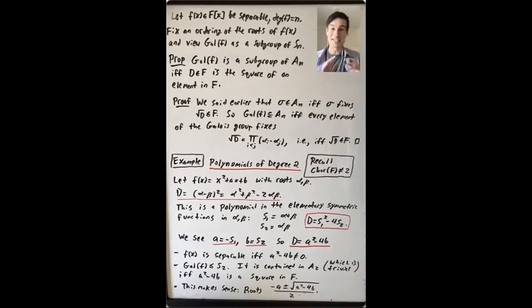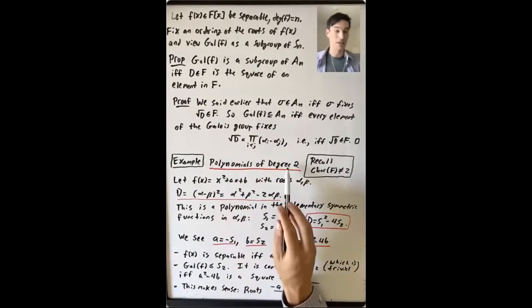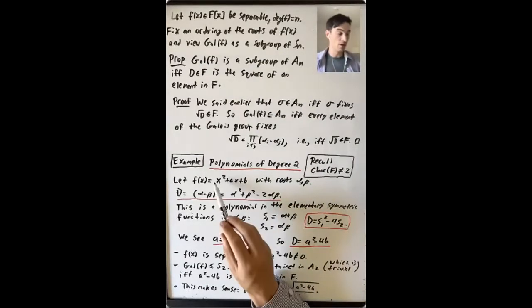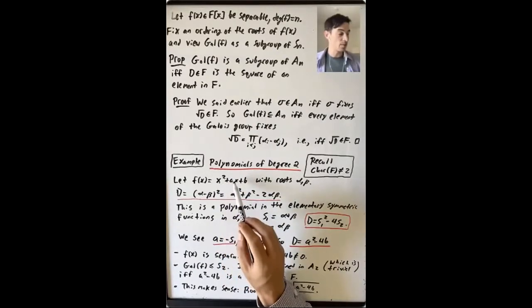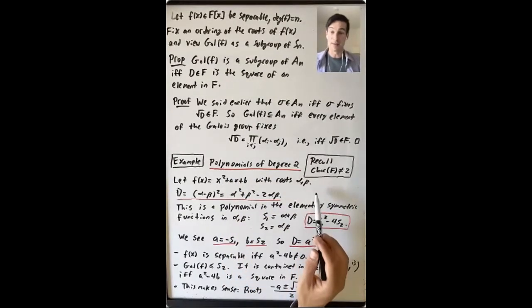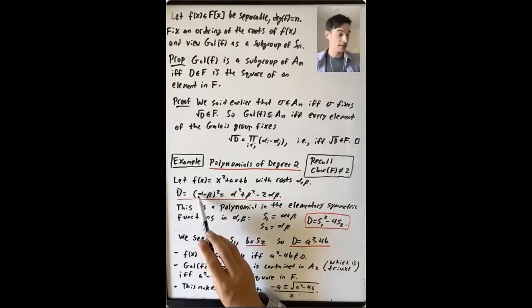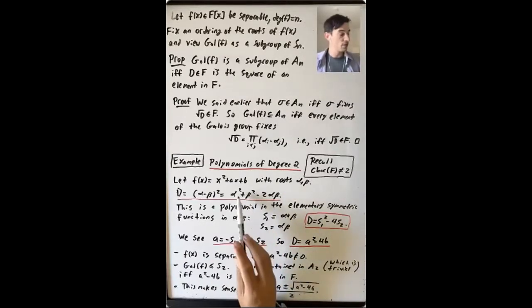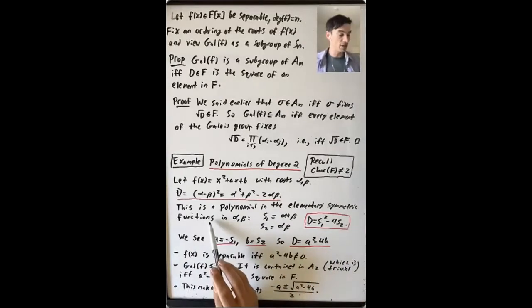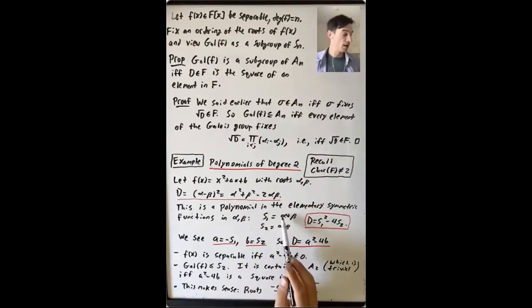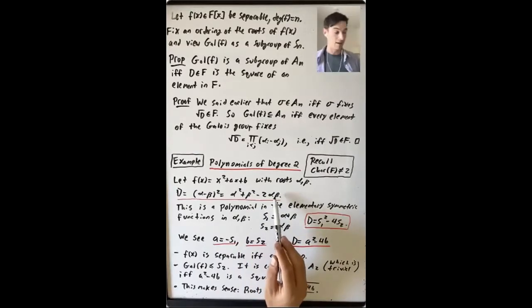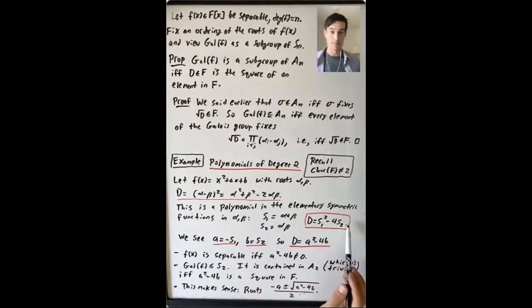Okay, let's finish this lecture with this example. Let's talk about polynomials of degree 2. Remember, the characteristic of F is not 2. So let's say f(x) is x squared plus ax plus b, and the roots are alpha and beta. What's the discriminant of f? It's (alpha minus beta) squared, which is alpha squared plus beta squared minus 2 alpha beta. Okay, so this is a polynomial in the elementary symmetric functions in alpha and beta. So s1 is alpha plus beta, s2 is alpha beta. Take s1 squared, and you get alpha squared plus beta squared plus 2 alpha beta. So it's s1 squared minus 4 s2.